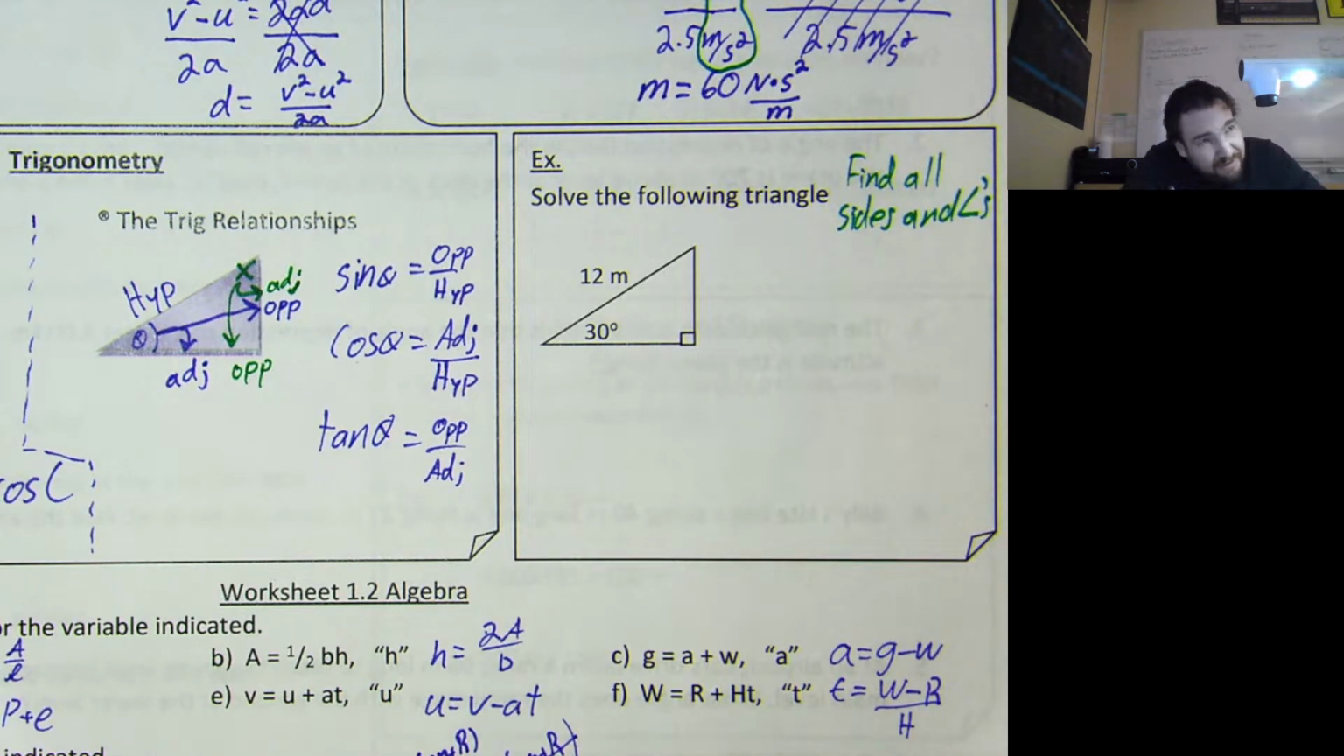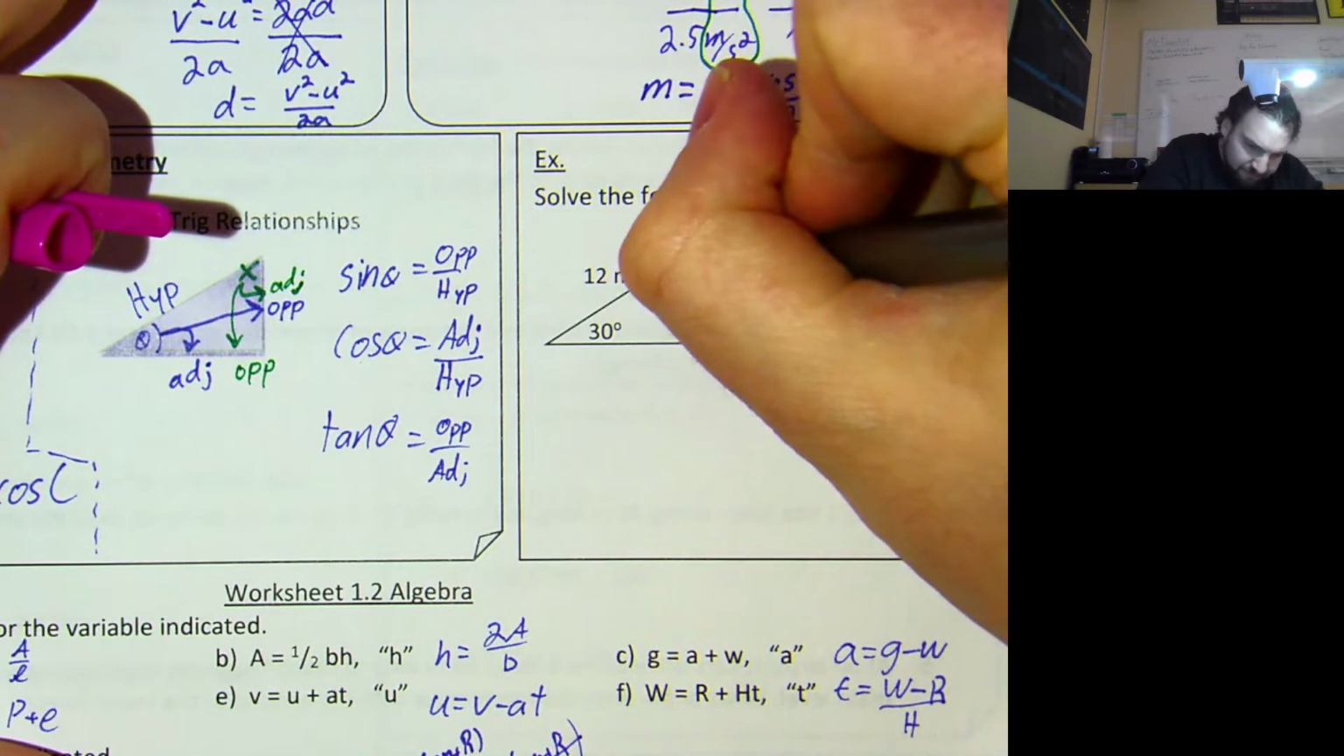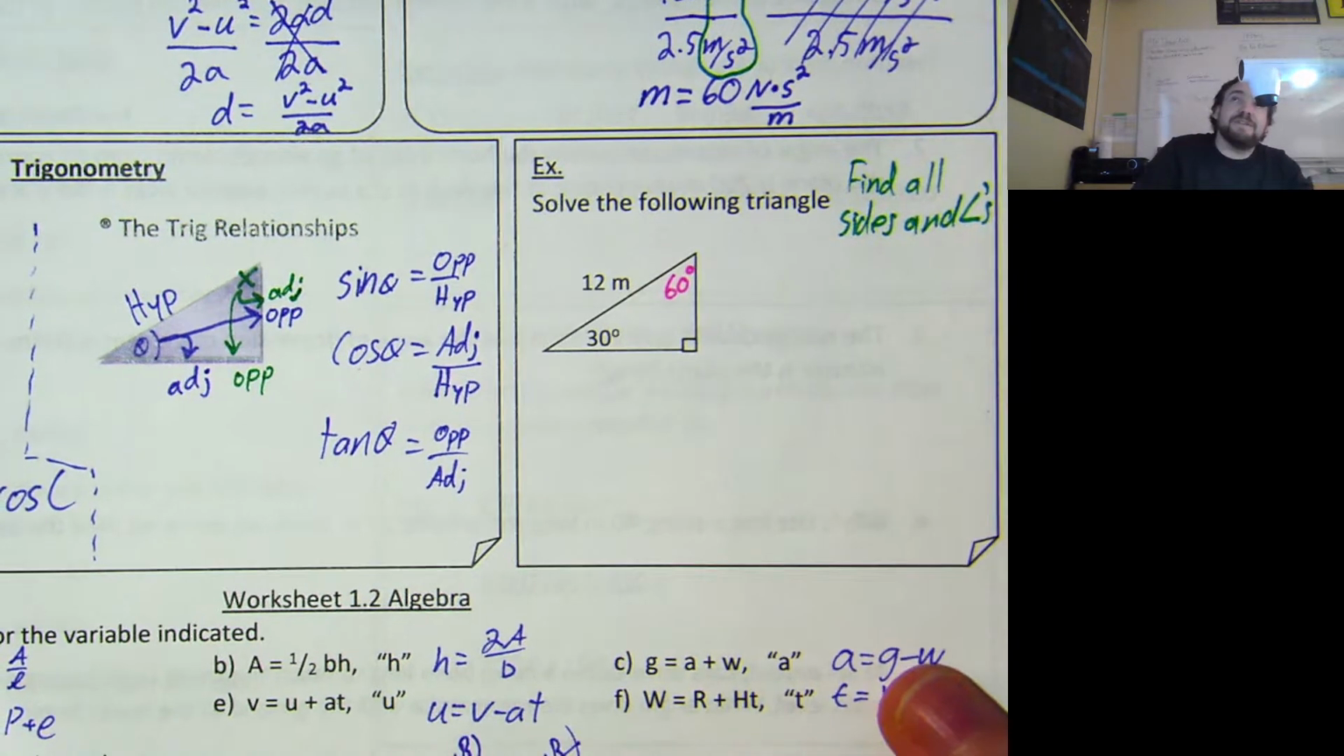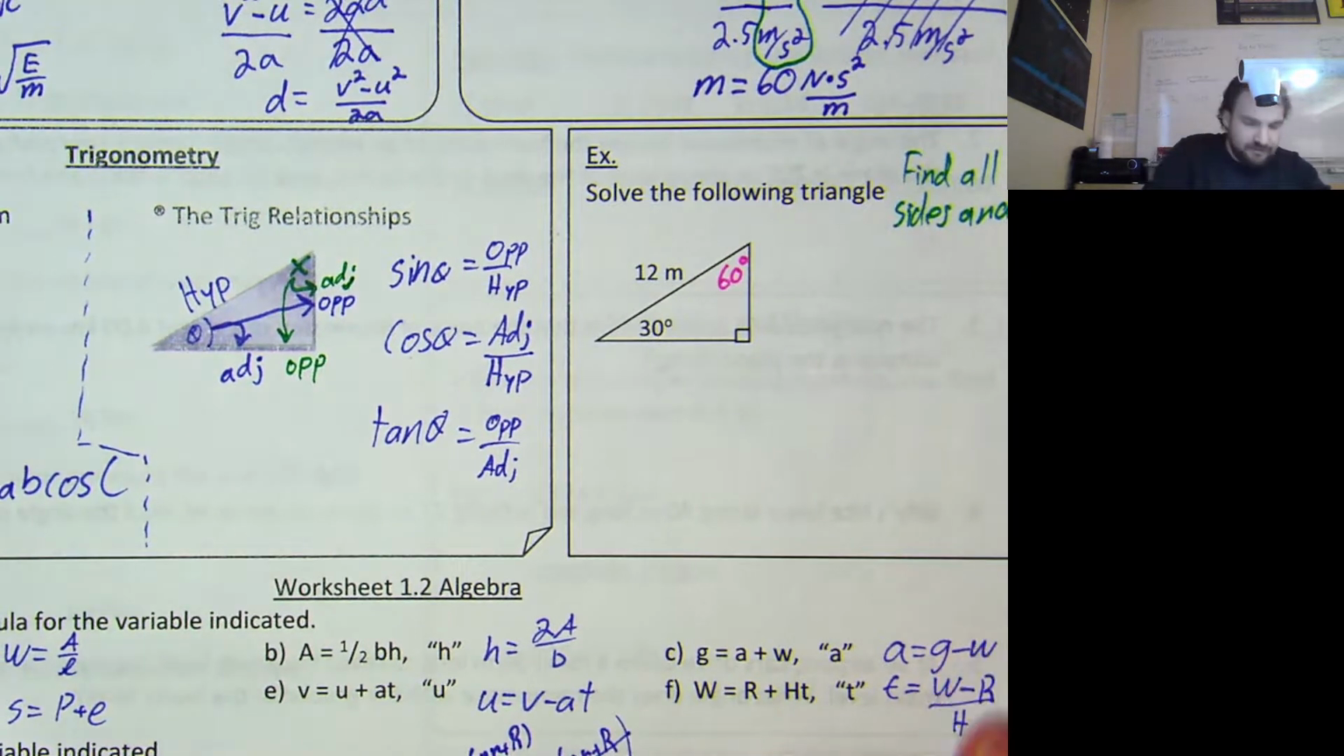Manuel, you have a thought? Yeah, the missing angle would be 60. The missing angle is 60. Why is the missing angle 60? Ooh, so let's put that other piece of information somewhere. Let's put it down here.